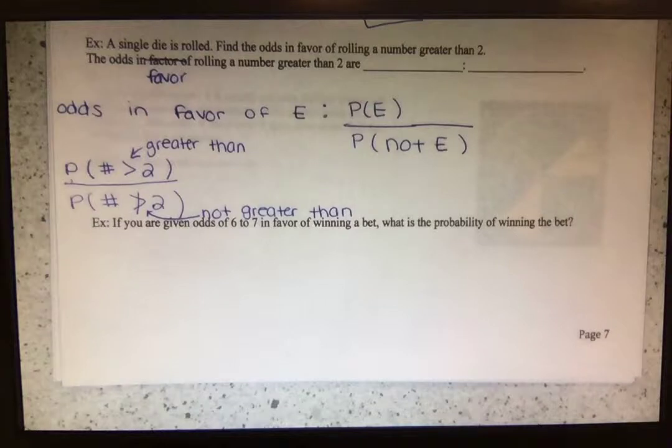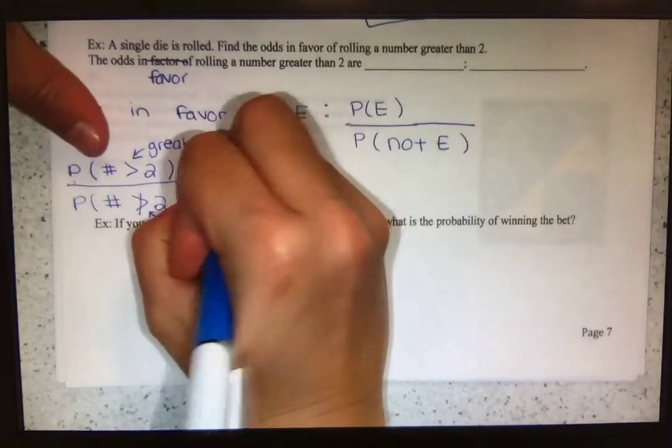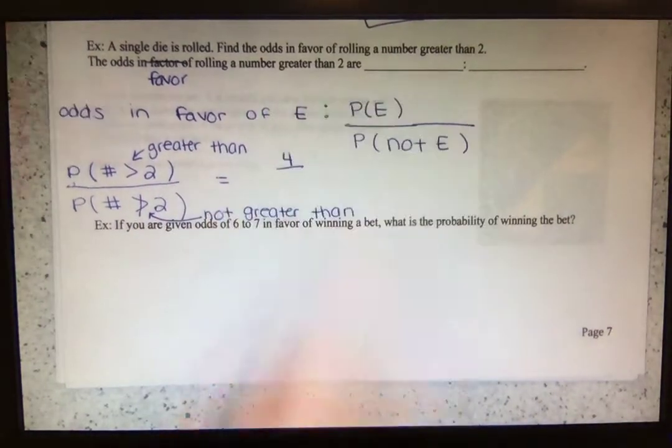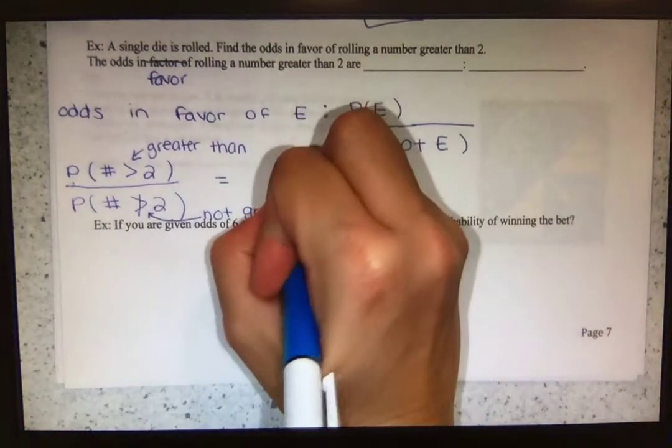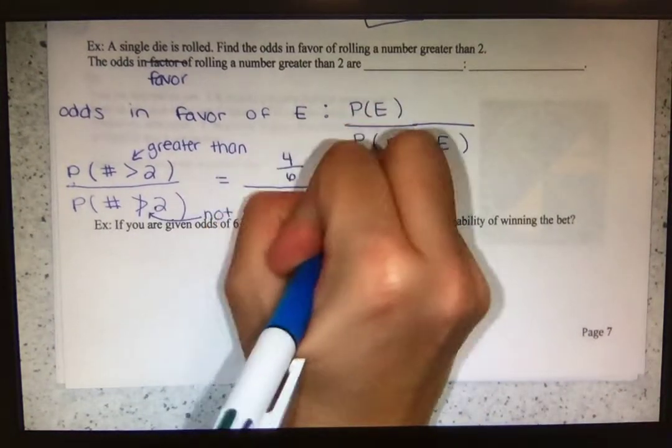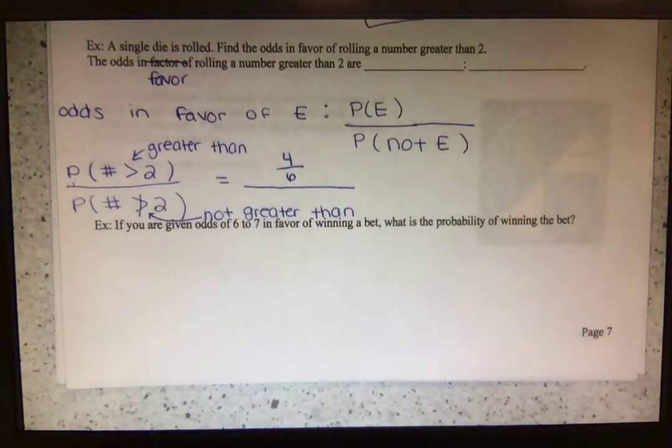So on our die, remember dice are 6-sided. A cube has 6 sides, so 1 through 6. Out of the numbers 1 through 6, how many numbers are greater than 2? 4. So we have 3, 4, 5, 6. How many sides total? 6. So 4 bigger than 2 out of 6 total.